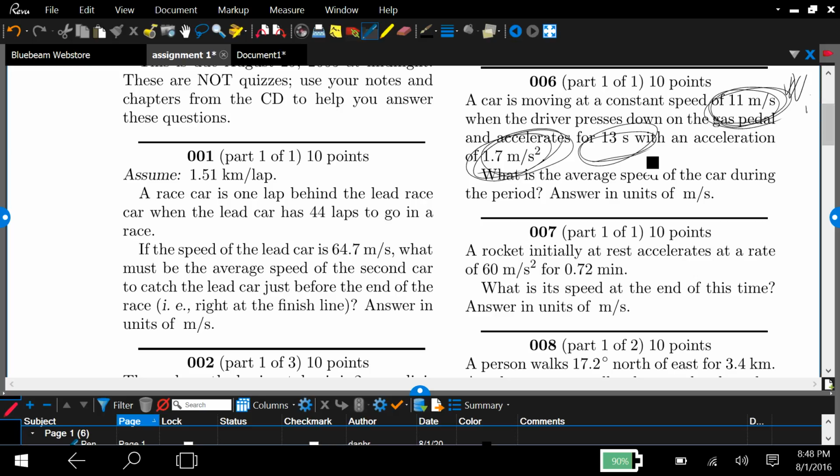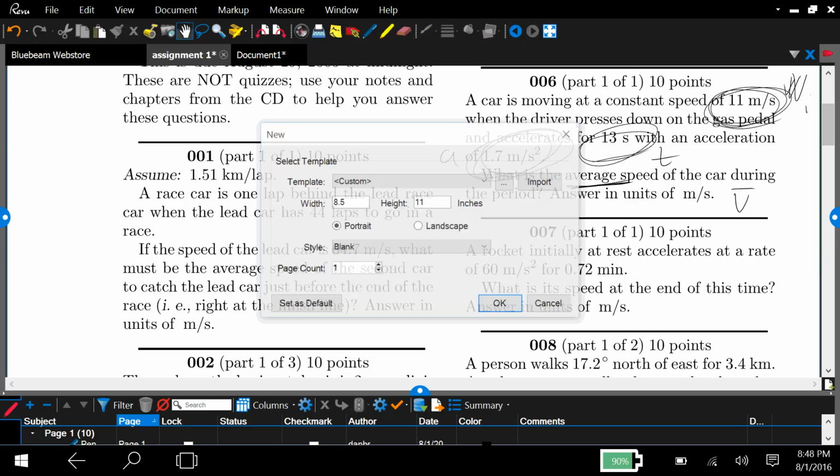So this is VI. This is obviously time. This is acceleration. And it wants to know what is the average speed during the period. The key is the word average. It is looking for some kind of average constant speed during the period, and there's more than one way to get that, and we will look at that now.